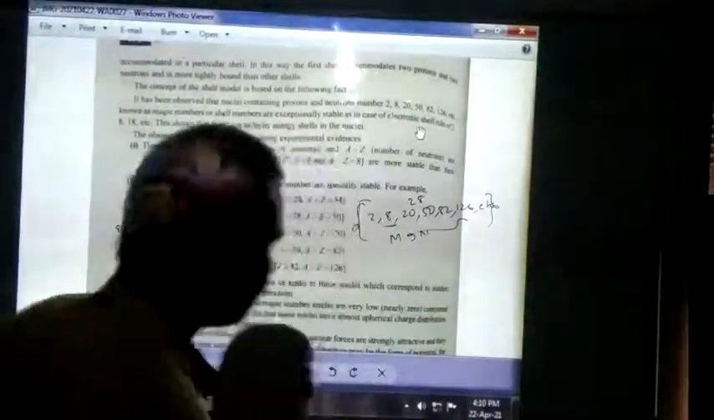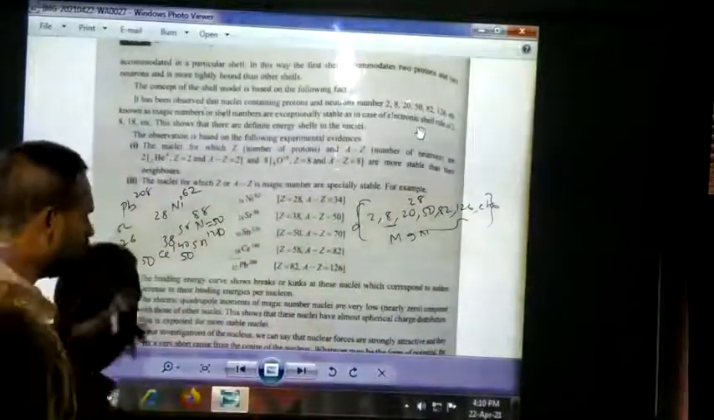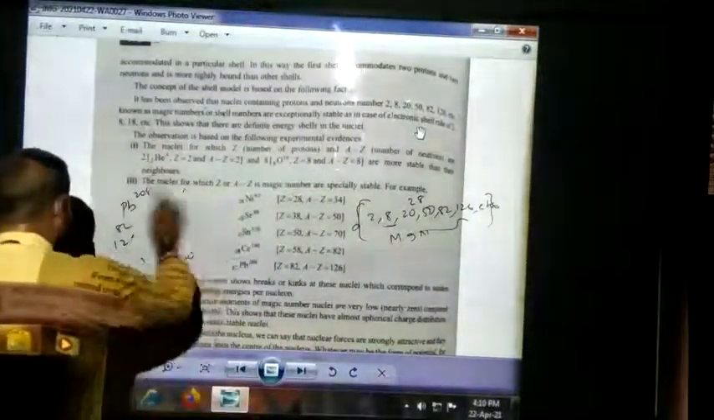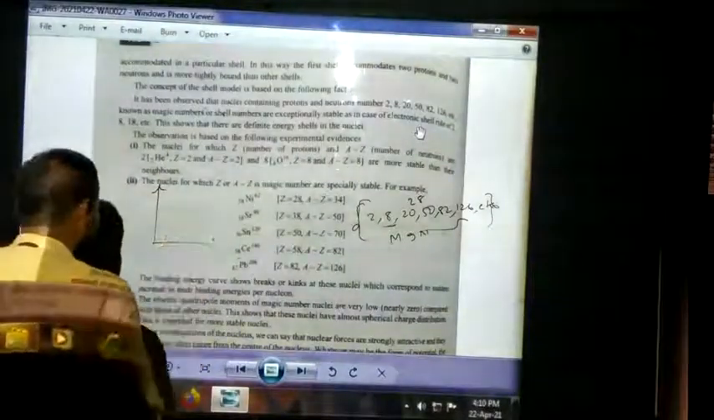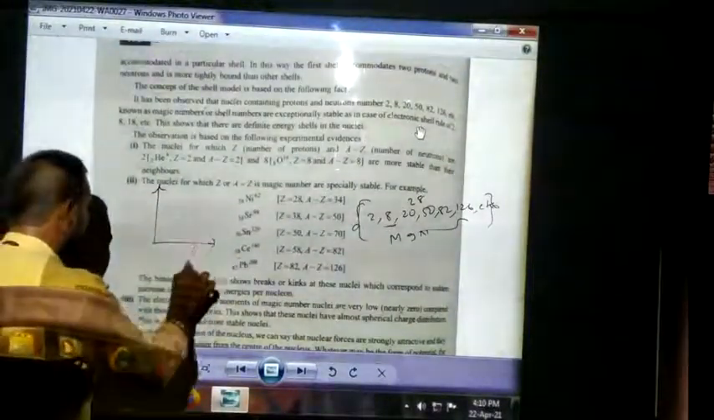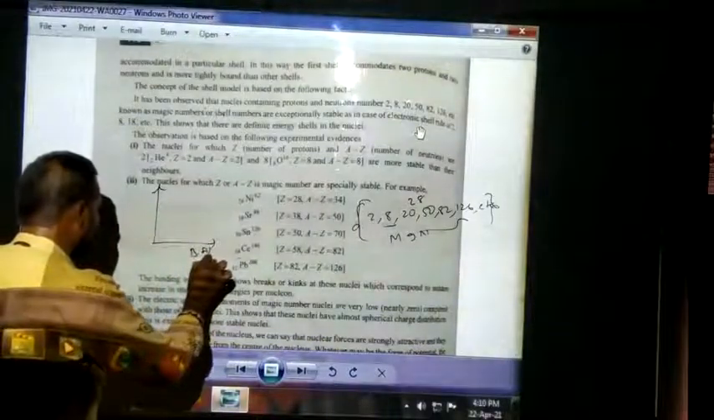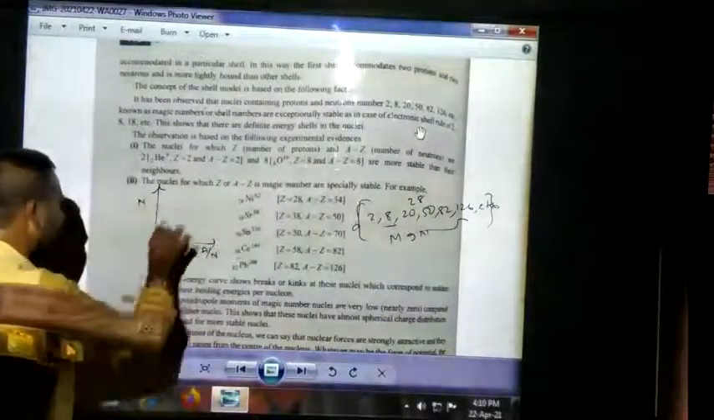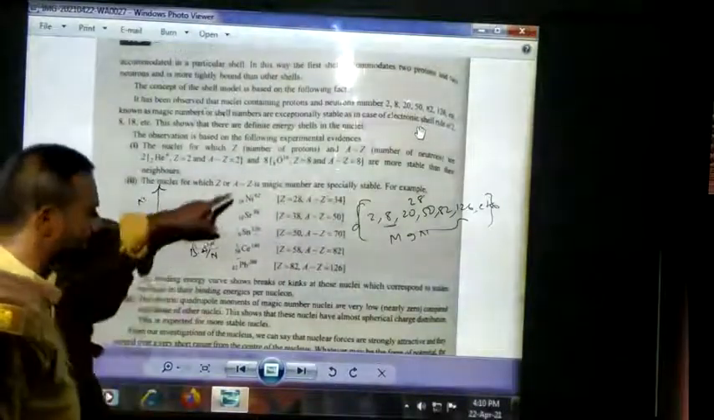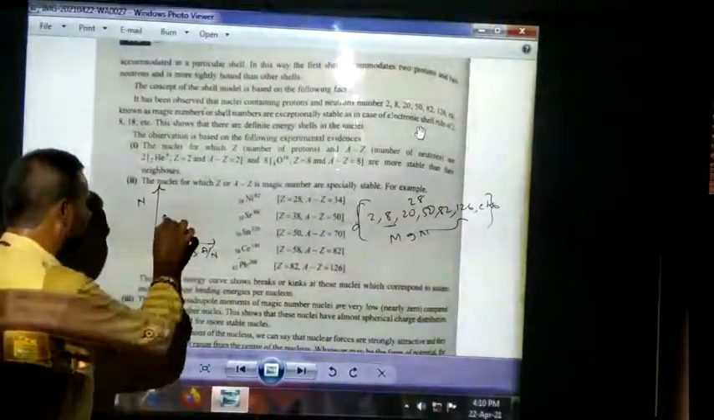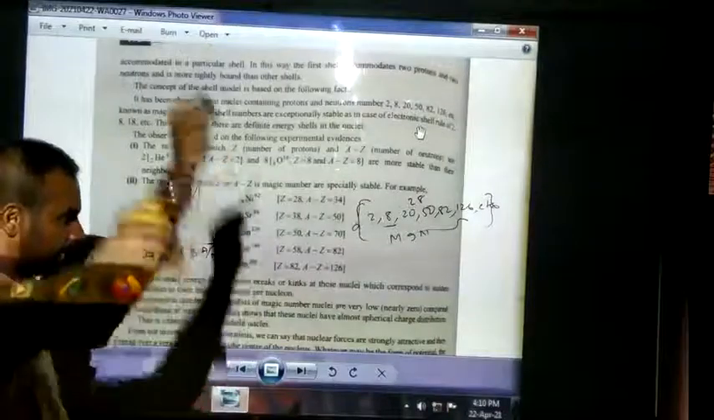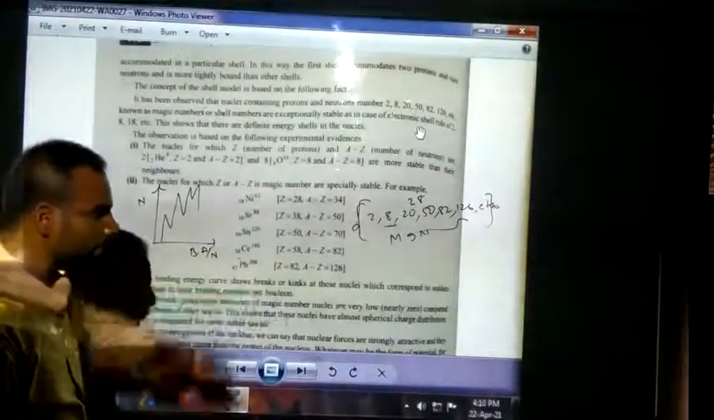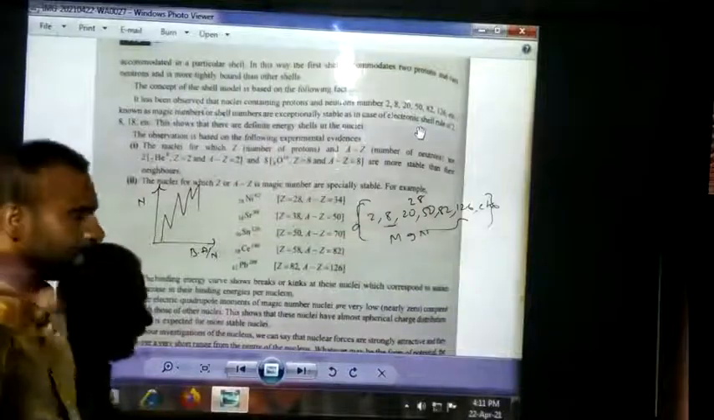Next, if you observe the binding energy curve for these elements, suddenly the binding energy per nucleon increases. If you take a graph between binding energy per nucleon and number of nucleons, at these elements the binding energy suddenly increases like this. We can observe the binding energy curve shows breaks or sharp peaks at these nuclei, which correspond to a sudden increase in their binding energies per nucleon.